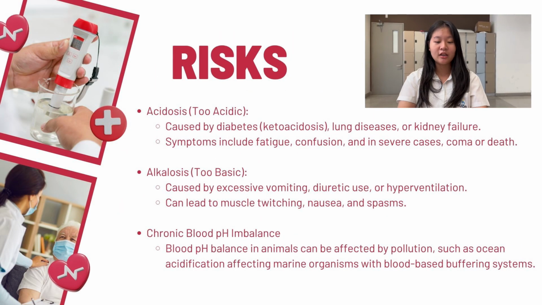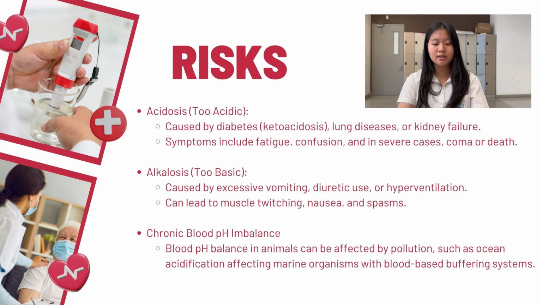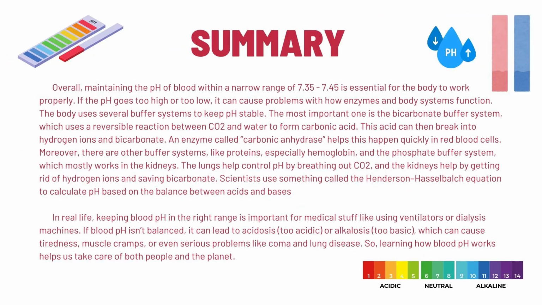On the other hand, if pH rises above 7.45, alkalosis occurs. Respiratory alkalosis is often due to hyperventilation from anxiety, which removes too much carbon dioxide and raises pH. Metabolic alkalosis can result from vomiting, which removes stomach acid. Symptoms of alkalosis include muscle cramps, numbness, and a rapid heartbeat. So the risks that can occur are vomiting, diuretic use, and hyperventilation.